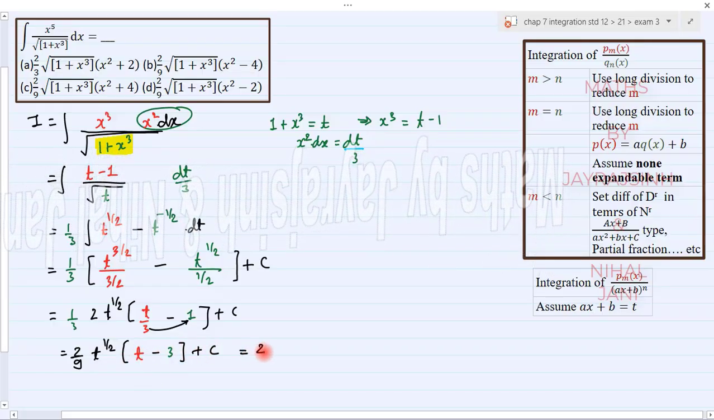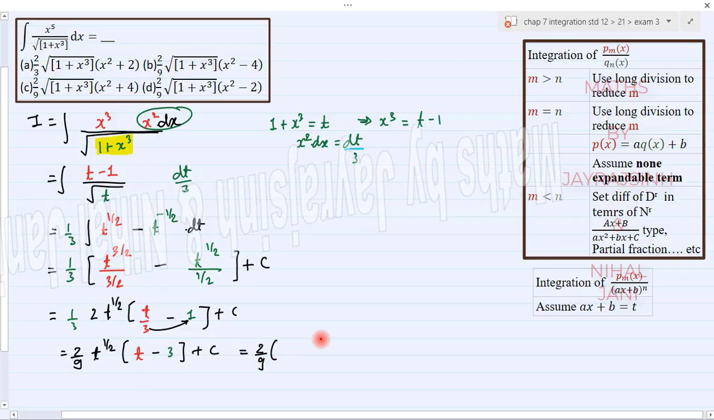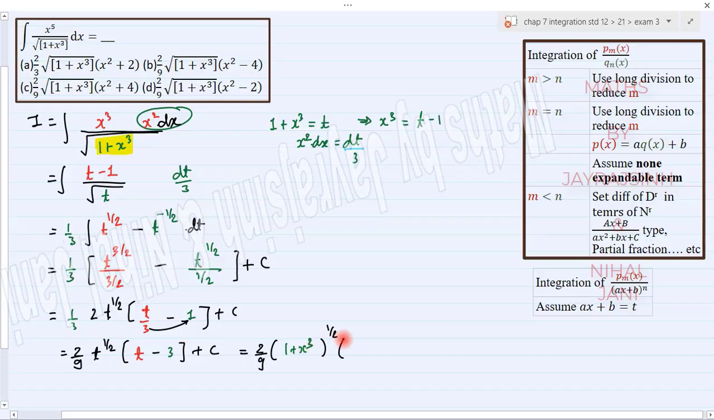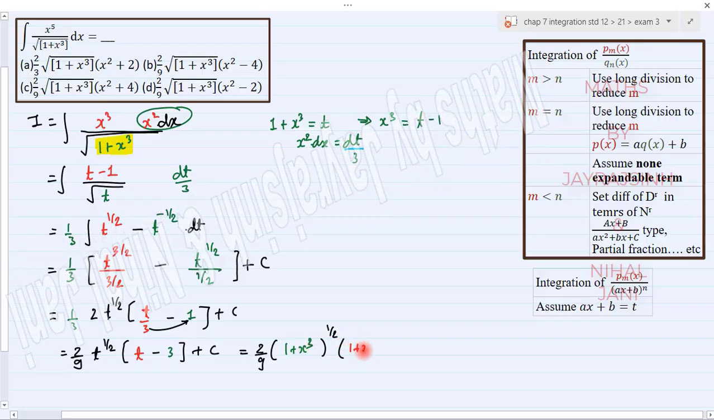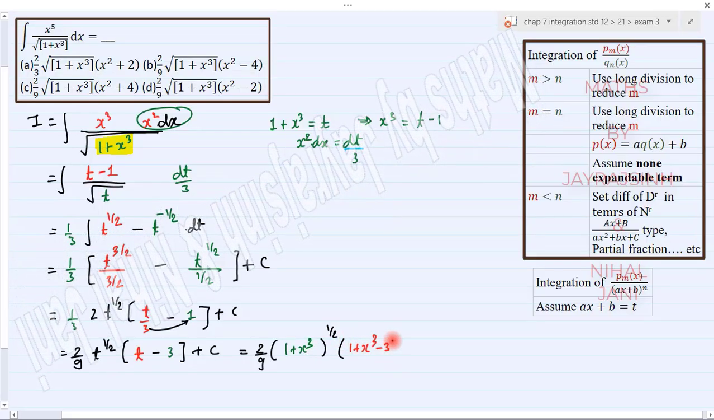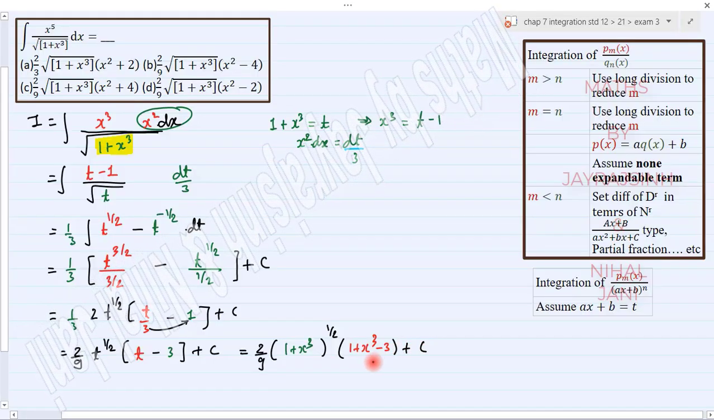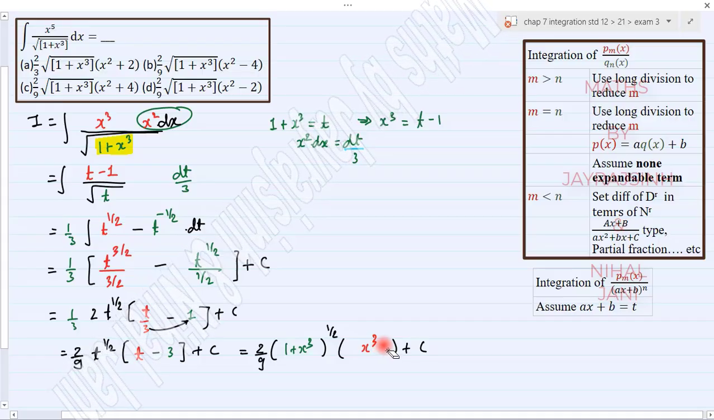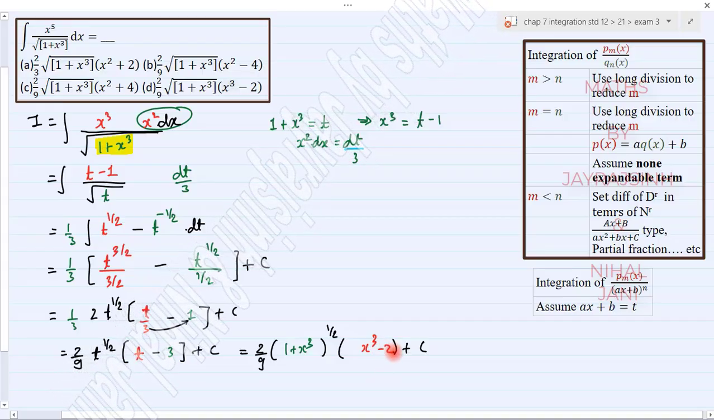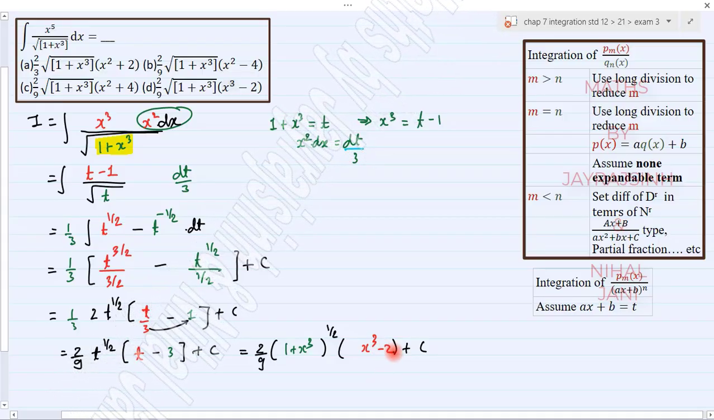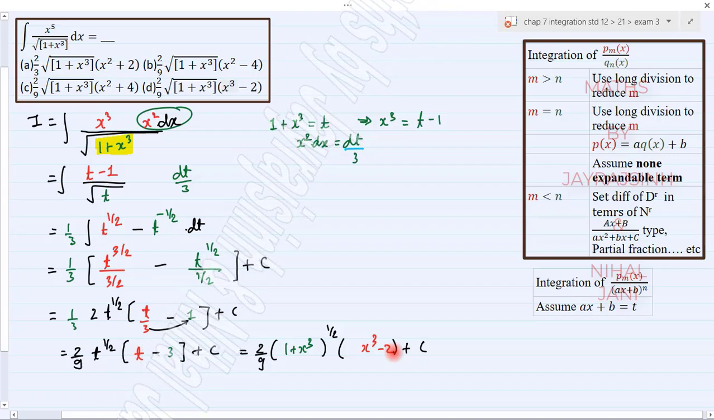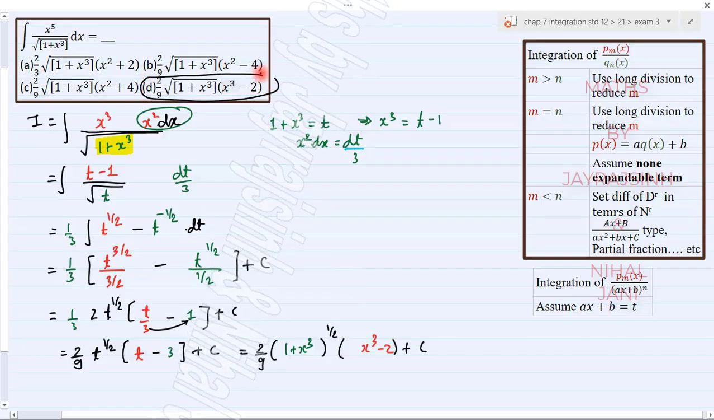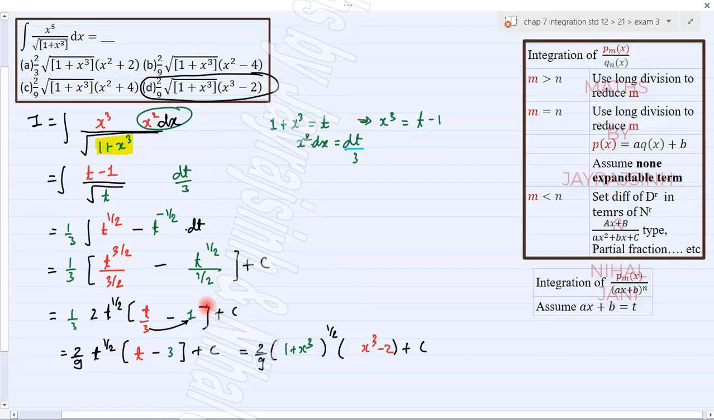Now to get the final answer, we just have to substitute the value of t. So it will become 1 plus x cube raised to 1 by 2 and here we will get 1 plus x cube minus 3 plus c. This 1 and minus 3 can be rewritten as minus 2. So 2 by 9 under root of 1 plus x cube into x cube minus 2 plus c is your final answer, which is given in option D. Ta-da!